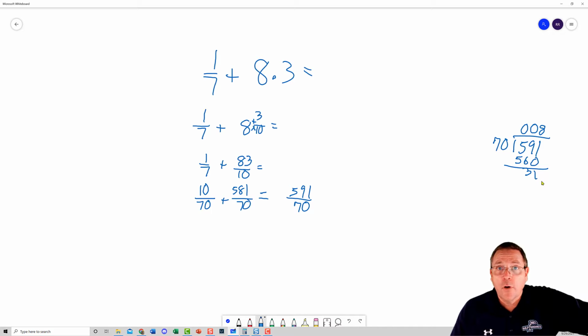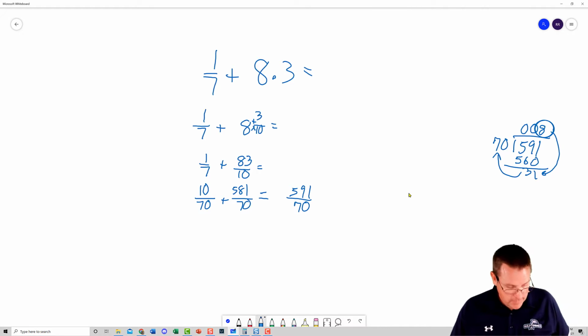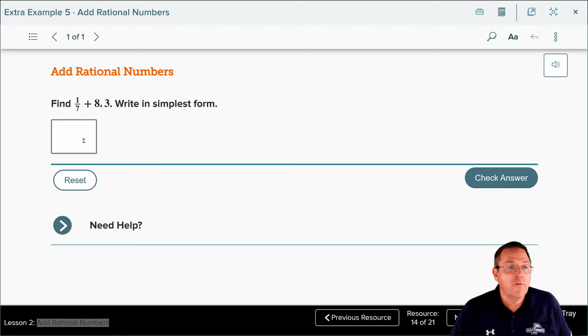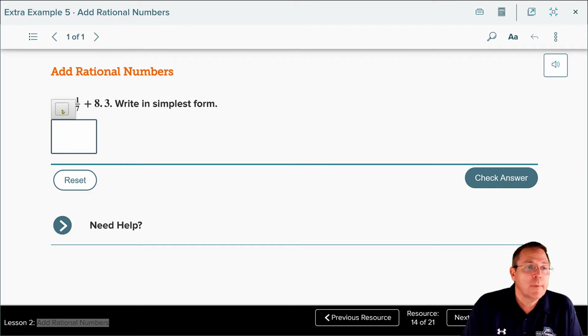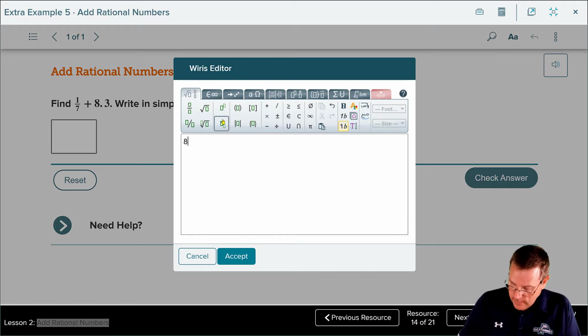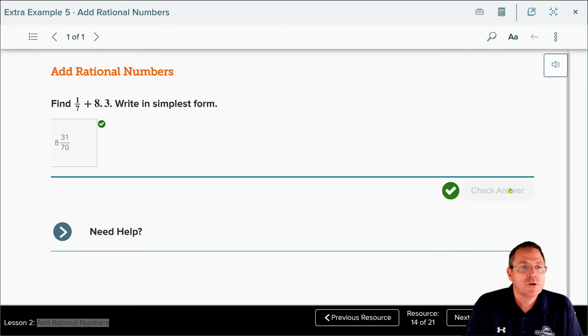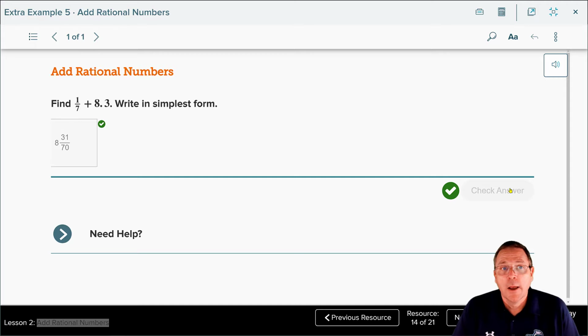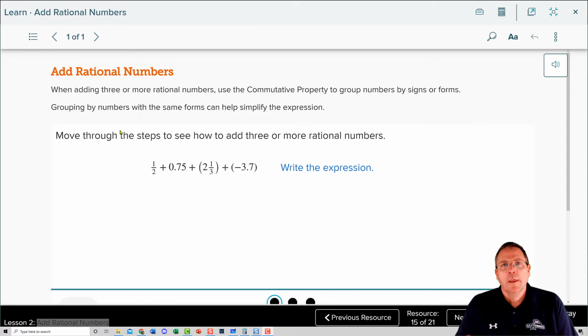And that's all as hard as a division gets on this one, because from here, we're going to do our round robin, 8 and 31 over 70. That sounds like a really odd-ball answer, but I think it's going to be right. Let's find out. 8 and 31 over 70. Accept and check. Our answer checks. Good supporting work. That's what it's supposed to look like, guys.